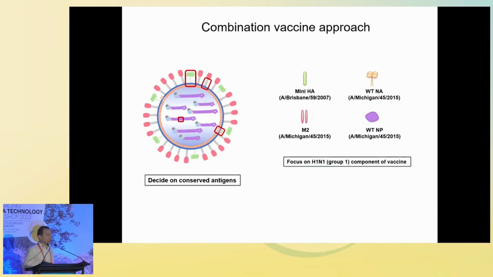And the other three constructs were neuraminidase, matrix protein 2, and nucleoprotein from the A/Michigan/2015 strain. We decided to add the NP as well. It's an internal protein, but it's pretty well documented that it can induce very robust CD8 positive T cell responses that can potentially contribute to vaccine-induced protection. So we made 5 different vaccines. We made 4 monovalent vaccines containing the mini-HA, the neuraminidase, matrix protein 2, or nucleoprotein, and we made a combination vaccine containing all 4 components.